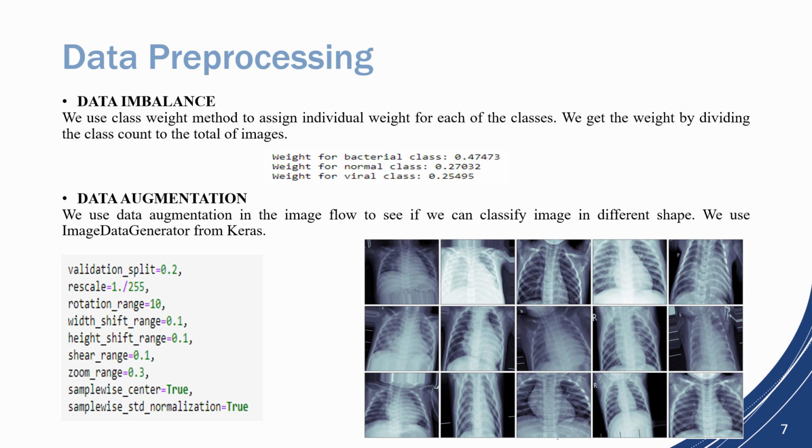Now we're talking about data augmentation. We use data augmentation in the image flow to see if we can classify images in different shapes. We use the ImageDataGenerator from Keras. This step is crucial because it can help the model to get the best weights out of an image. This step can also make sure that our model can handle any kind of image shape, which will increase the robustness of our model. This step can clarify and enhance the image further because we can augment the data any way we want, from zooming to rotation. Keras ImageDataGenerator can handle all of those tasks.